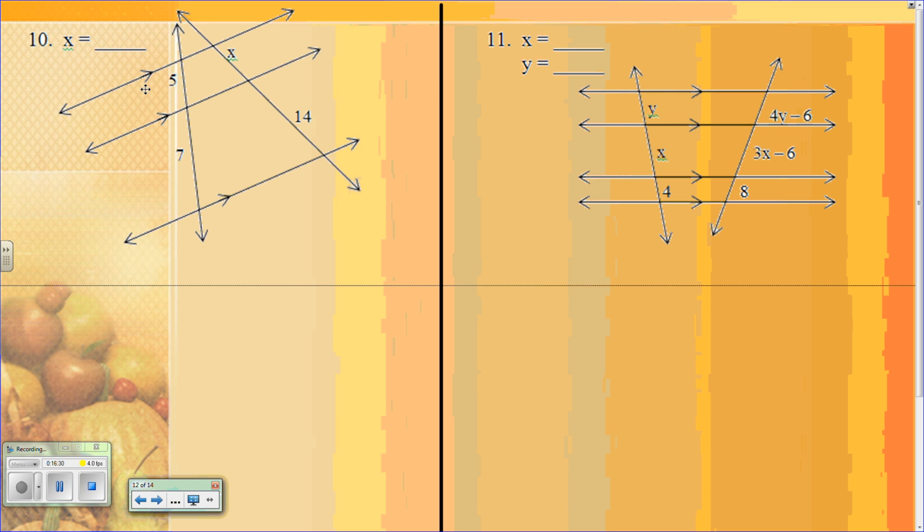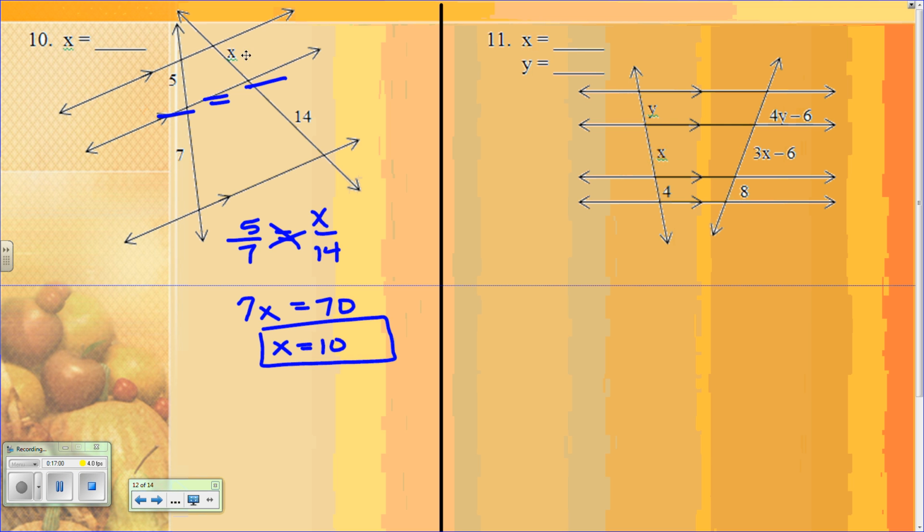So let's look at this one. If you'll notice, I have 3 parallel lines with transversals, which means they've been cut proportionately, so it's already set up for me. I already have 5 over 7 equals x over 14. So if I cross multiply, I get 7x equals, let's see, 5 times 14 is 70. So divide by 7, and you find out that x is 10. So this piece is 10, which would make sense because 2 times 7 is 14. 5 times 2 is 10. So this side is twice as long as this side over here.